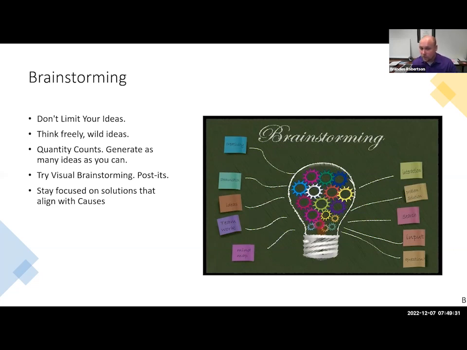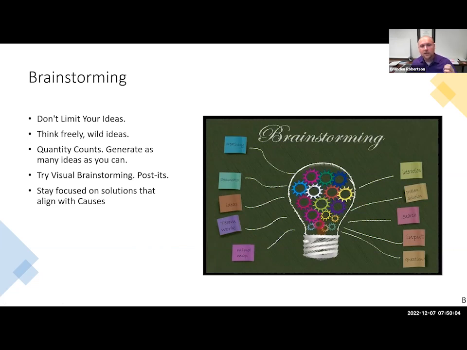But you throw all your ideas out there, including some of those wild ones, as this one says, think freely, wild ideas. We may not be able to follow through with all of those, but limiting your ideas and limiting the things that we're researching as solutions is going to limit our ability to solve those problems. And we often use sticky notes. It doesn't work as well virtually, but it's certainly helpful nonetheless. And you can generate as many ideas as you can.